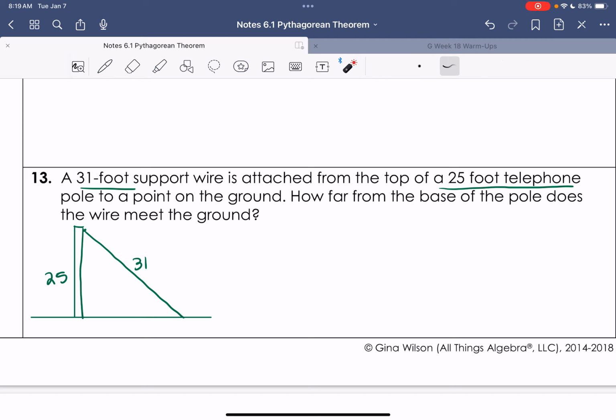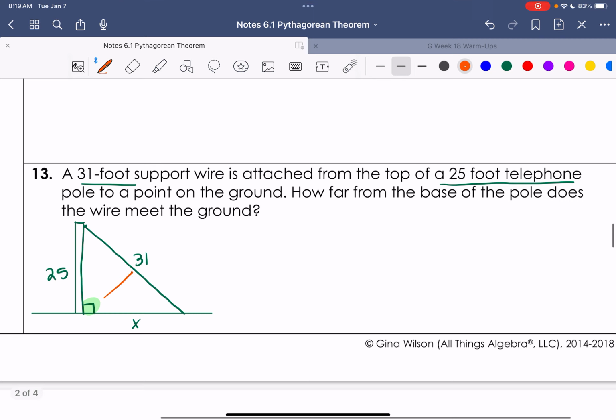Now the question says, how far from the base of the pole, so the base of the pole is the bottom, does the wire meet the ground? So they want to know what this bottom side is right here. So then that's what we're trying to find. I'm going to label it as X. Okay, so think about real life. When you have a pole coming up from the ground, it's not just like slanted. However, if it's a good construction worker, they make it perpendicular to the ground. So there's our right angle. So if that's our right angle, then across from that, that has to be C. And then the other 2 can be A and B.